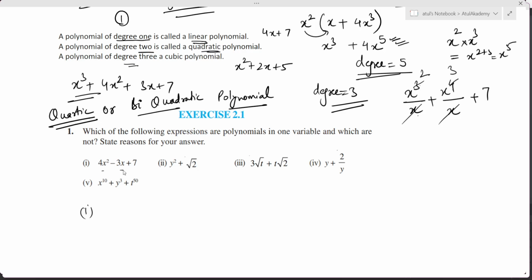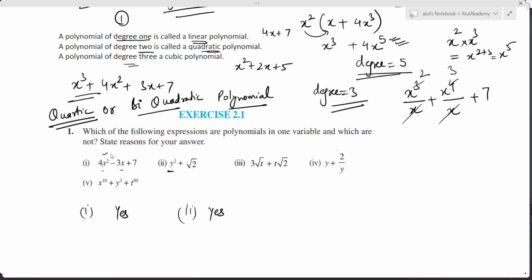Yes, the variable is only x and it contains positive powers of x. So it's a polynomial. So let's say yes. Second part, again, only one variable y is there. Next is root 2, so that's a constant term. So again, I'll say yes.